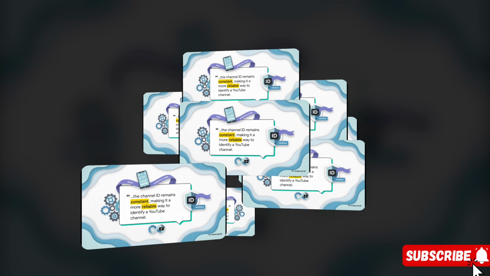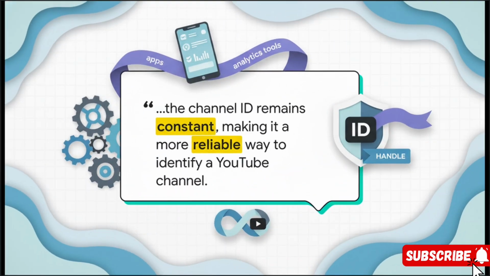Okay, so why does any of this techie stuff actually matter to you? Well, here's the deal. For anyone building tools for YouTube, we're talking developers, analytics apps, all that behind-the-scenes magic, the channel ID is the absolute gold standard. A handle can be changed tomorrow, but that ID, it's forever. So when a tool needs to be 100% sure it's tracking the right channel, it's not looking for the handle, it's always looking for the ID.